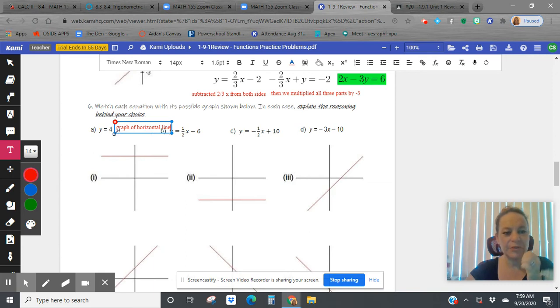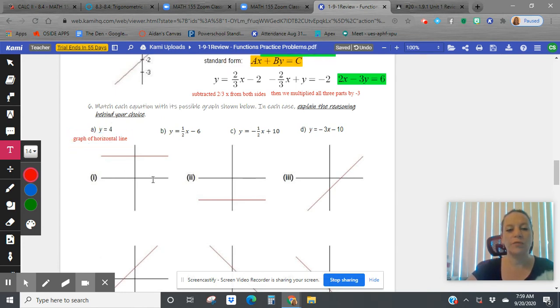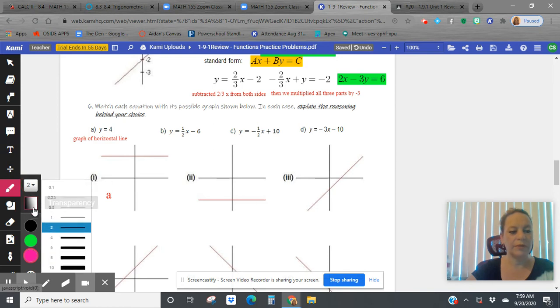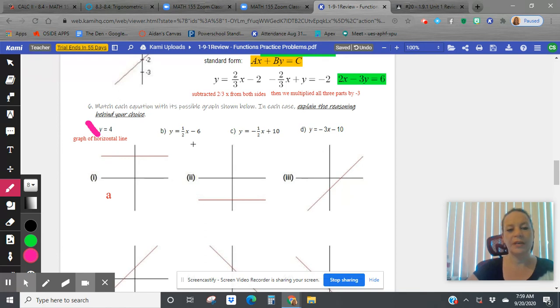And now I'm just choosing between which one this could be, because this is through y equals +4. Here's one of an example of going through +4. Here's one going through -4. So I would choose that A goes with I. So here's my graph A. So now that, mental note, we know that we have already used graph A, we're moving on to B.